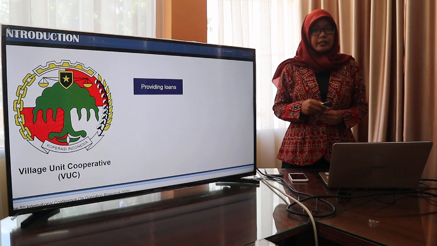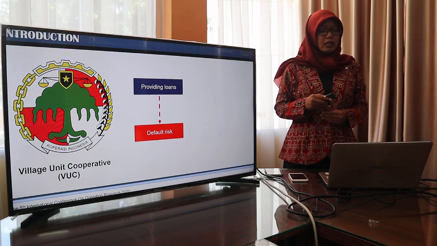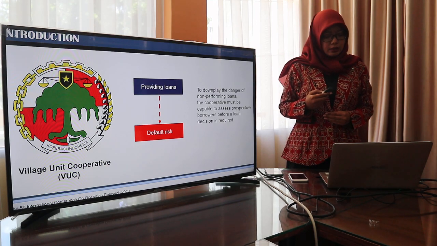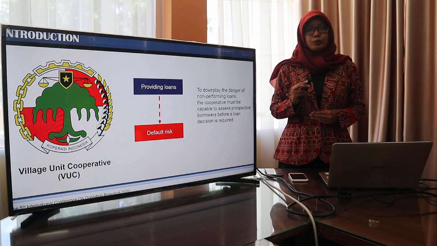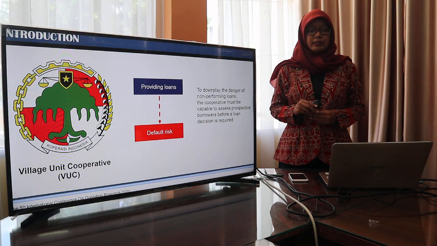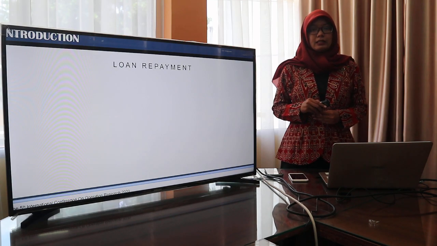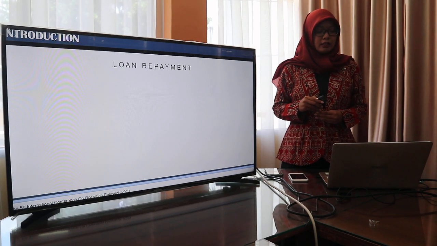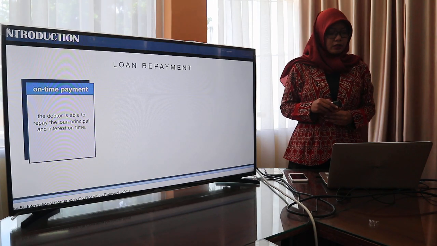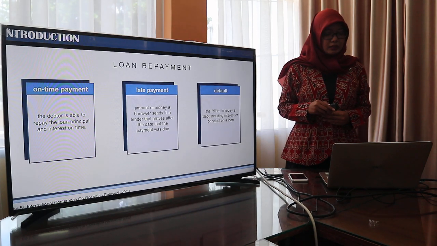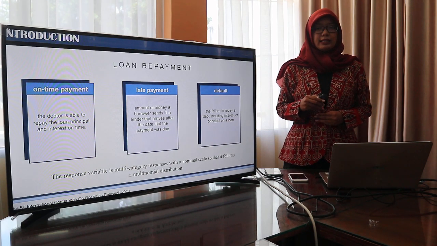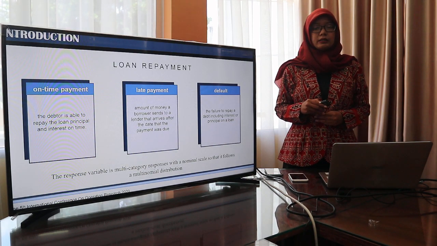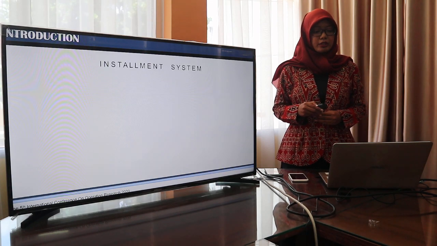VUC consists of several sub-businesses, one of which is providing loans. The failure of debtors in making loan repayment is called default risk, so the VUC must be capable of assessing prospective borrowers to minimize the risk before the loan decision is taken. In this study, loan repayment has three categories, namely on-time payment, late payment, and default.